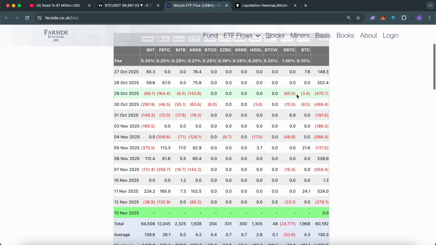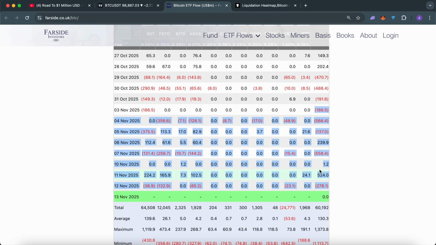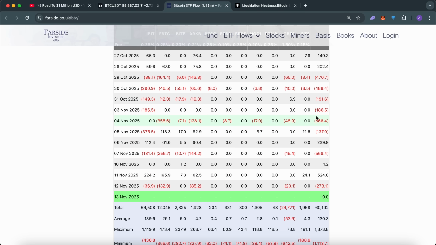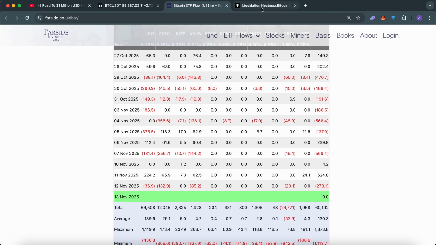Moving on to the Bitcoin ETF flow tables. Yesterday we saw a massive outflow of close to $300 million from these Bitcoin ETFs. Overall, we are just seeing some indecision from these Bitcoin ETF investors, so I'm not going to spend too much time on this. There isn't any clear trend forming here from these ETF flow tables.